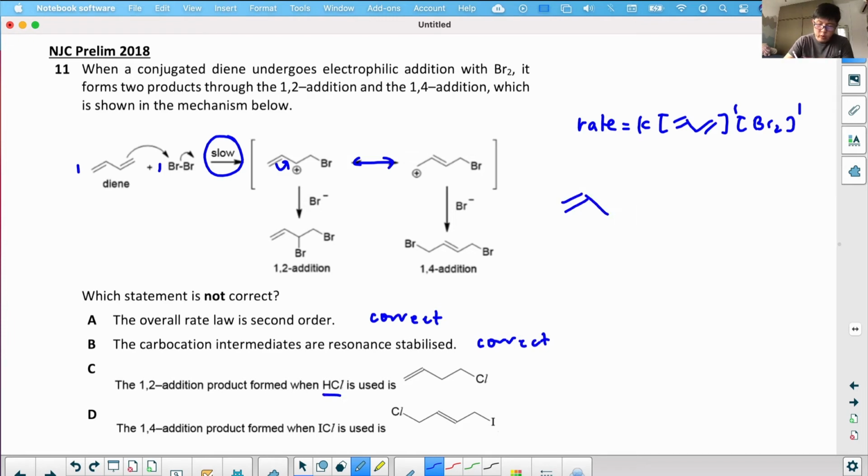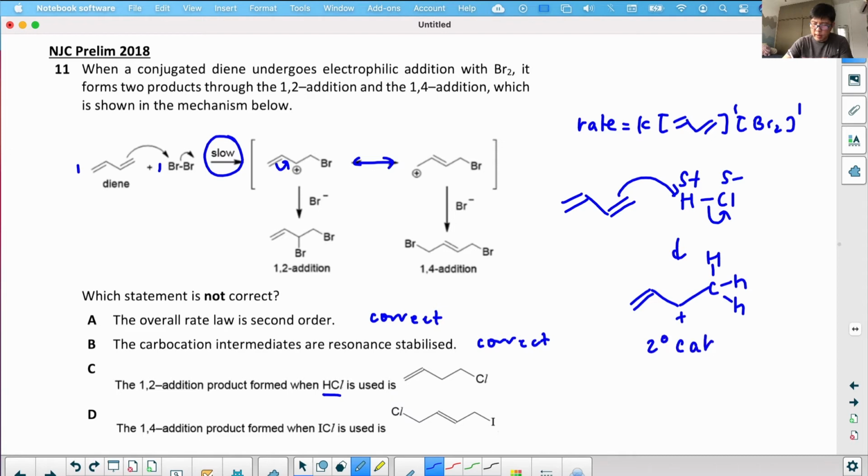So when HCl is used, you can see that this is delta minus, this is delta plus, and the electrons will go to the H first. So you're going to form a carbocation, but you must form the more stable carbocation. So in fact, the H will go to this carbon, and this will become a carbocation. And this actually is a secondary carbocation.